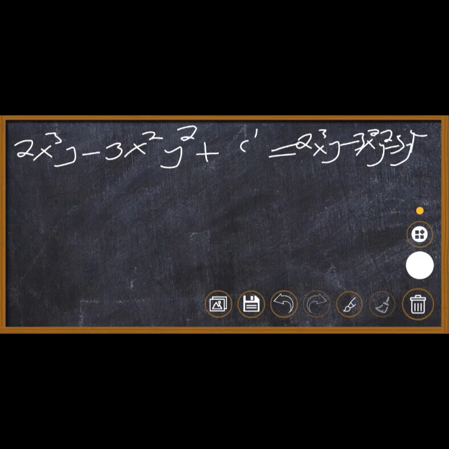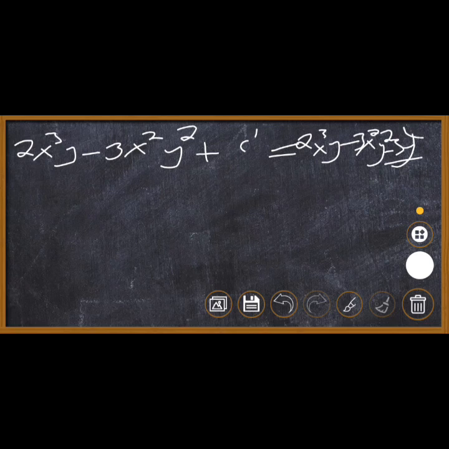Okay, power 4. Sorry, let me just write that properly. So we are going to have minus 5y power 4. Just know that this is 5y power 4. Okay, so make sure that you do that.